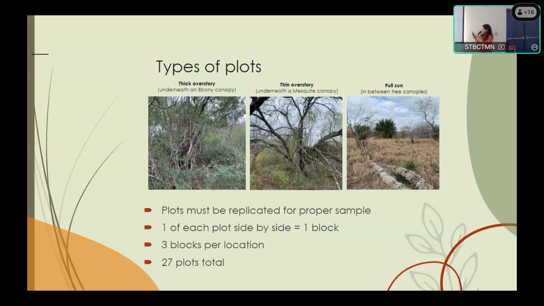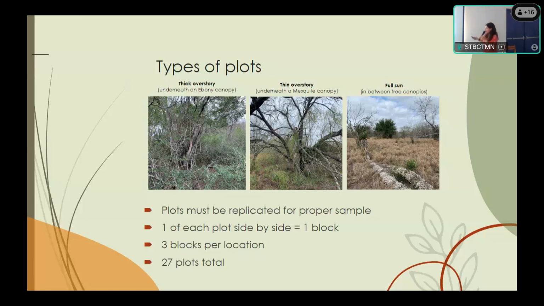And the reason that we call these thick overstory versus thin overstory is, again, imagine being underneath an ebony canopy. That canopy is super, super dense. All the leaves are packed close together, and you're getting almost full shade under there. Versus if you stand underneath a mesquite canopy, that canopy is very wispy and open. There's a lot more space in between the leaves and the branches. So there are differences in the amount of light that gets through both different types of canopies.